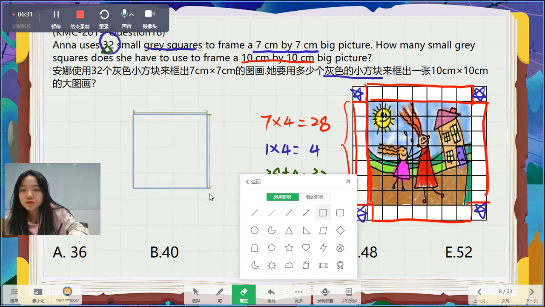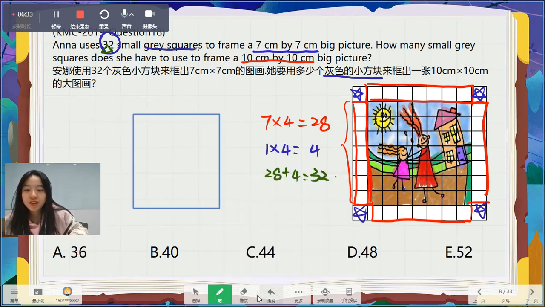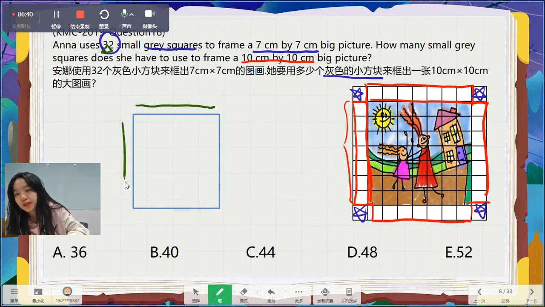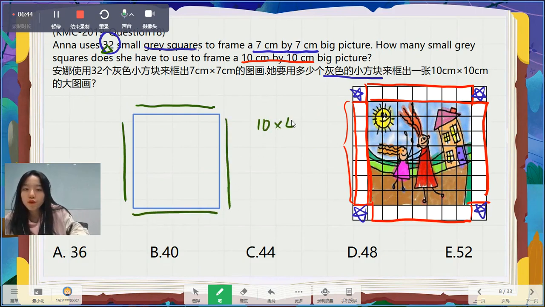This time we want to frame a 10 by 10 square. And also we can use the same method. First, let's count. Let's frame its 4 sides. And for each side, we need 10 squares. So for 4 sides, we need 10 times 4 equals 40 squares.